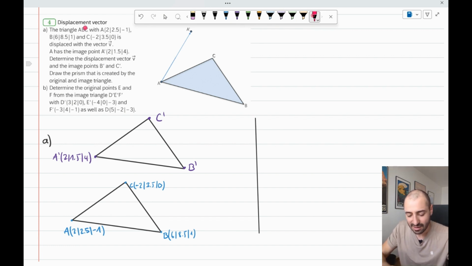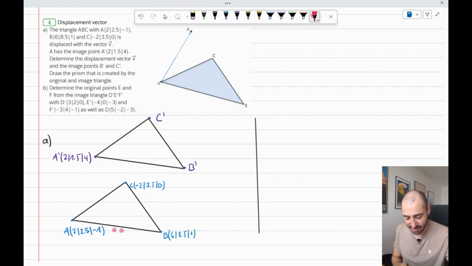We are given a triangle ABC, which is displaced with some vector v, and we know the vertex A prime from the new triangle, so from the image triangle. Now, to solve this exercise, you can actually solve it purely mathematically. There's no need to draw the triangle accurately in a coordinate system. You can do that if you want, but it's not really necessary. It's enough to draw a little sketch like here.